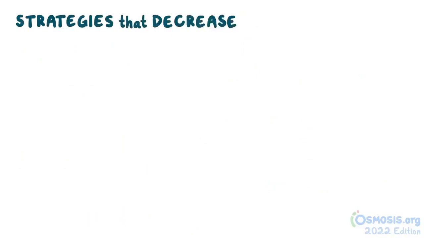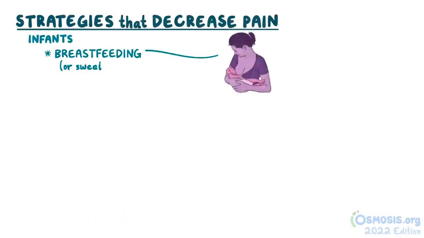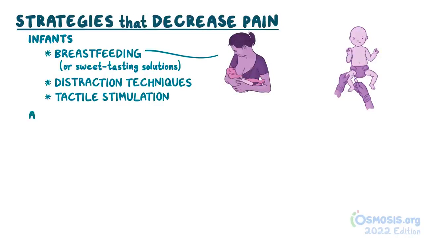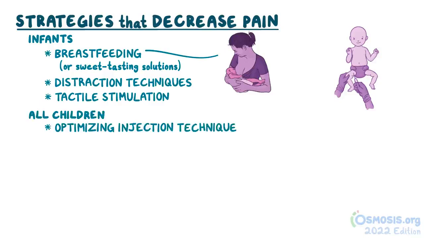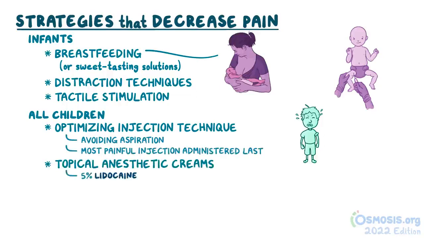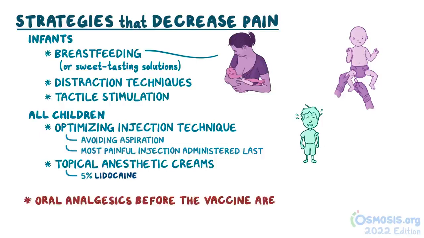Some strategies that decrease pain for infants are breastfeeding or giving sweet-tasting solutions during the vaccination procedure, distraction techniques and tactile stimulation, which means rubbing near the injection site prior and during the injection. Then for all children, optimizing the injection technique, for example, avoiding aspiration, which worsens pain, and ordering the vaccine so that the most painful one is administered last also seems to help. Topical anesthetic creams like 5% lidocaine may also be applied to decrease pain. On the other hand, giving oral analgesics like acetaminophen or ibuprofen before the vaccine are not recommended.